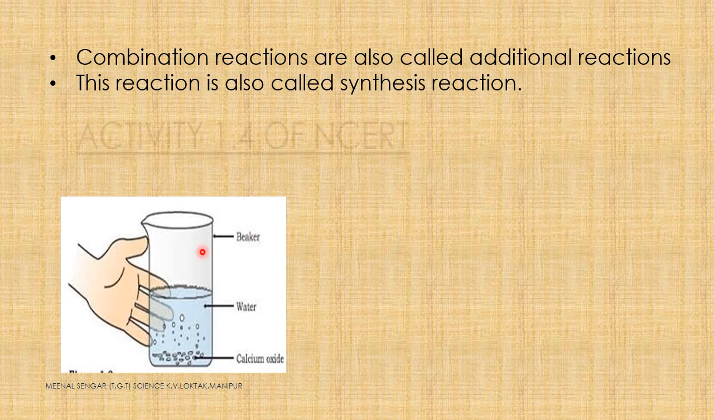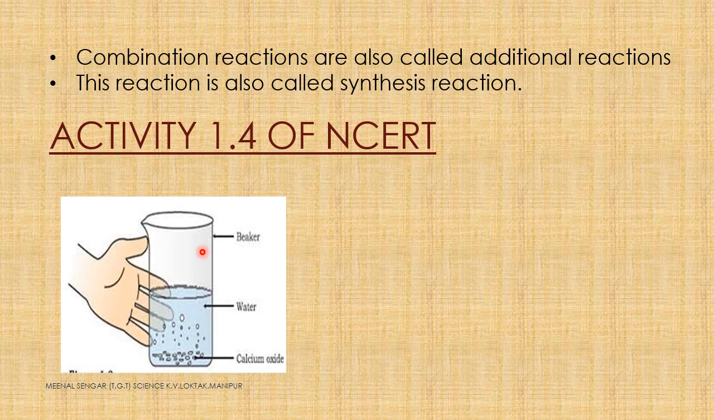Now this activity is present in your NCERT book, activity 1.4. In this activity you can see there is a beaker. In this beaker water is present, and calcium oxide, that is lime, is added. When you put calcium oxide in the water and after some time touch the beaker, you can feel that the surface of the beaker became hot. Why does it become hot? Because calcium oxide, when it reacts with water, evolves a large amount of heat. That is why this reaction is also exothermic in nature.